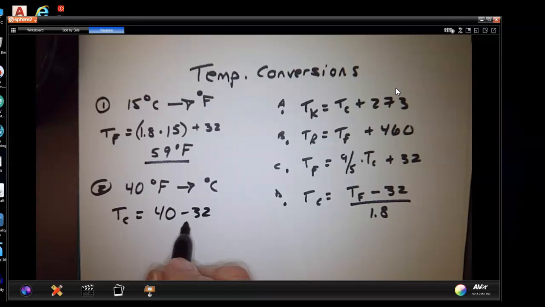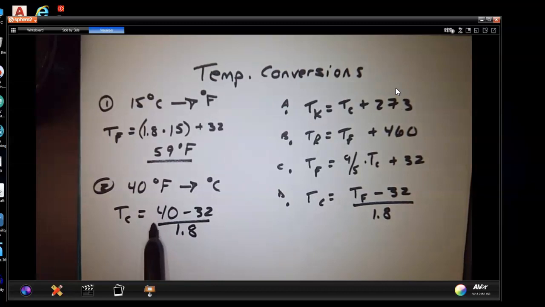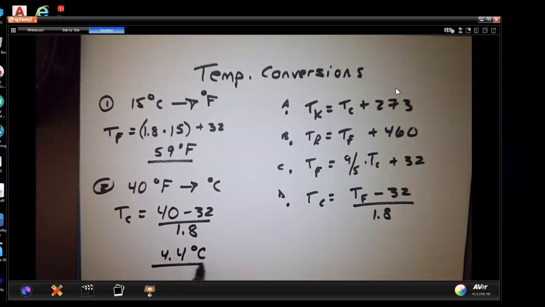minus 32 divided by 1.8. So if you put this in your calculator, I would do parentheses, 40 minus 32, close parentheses, divided by 1.8. And that should give it all in one shot. If you're doing it in your head, it's 40 minus 32, which is 8. 8 divided by 1.8. And that should give you 4.4 degrees Celsius. If you're talking about the weather, you always round to a whole number. If you're doing scientific work, you keep it in decimal. And that's a general rule.